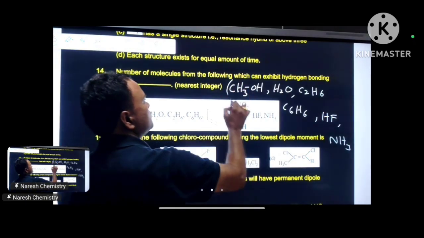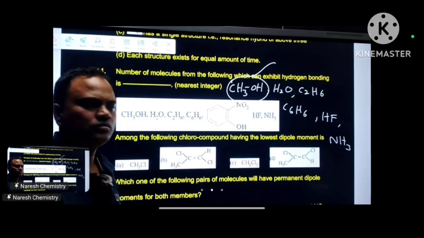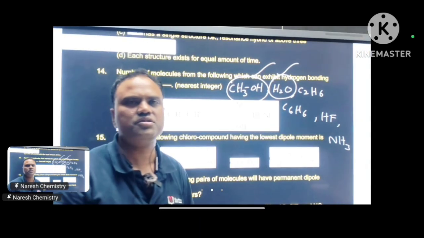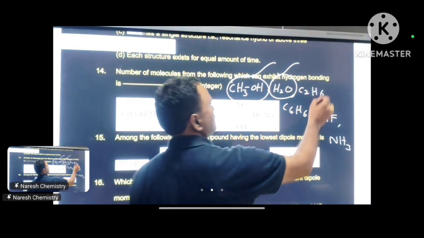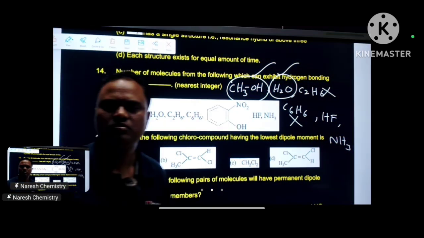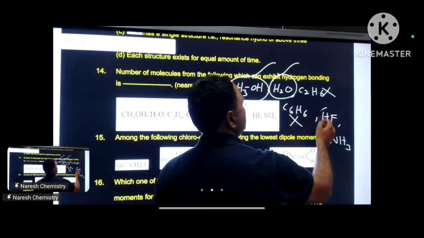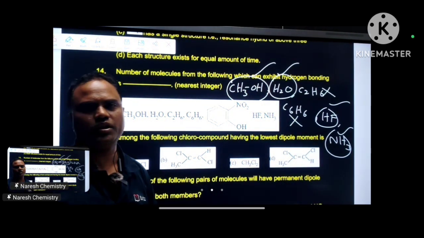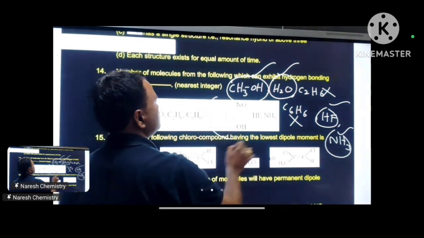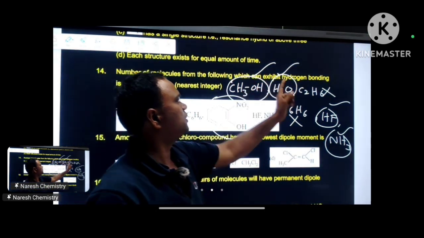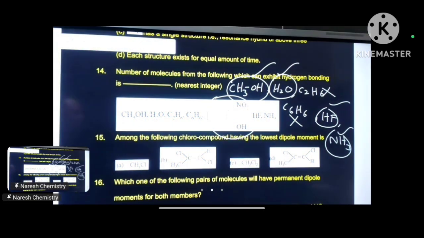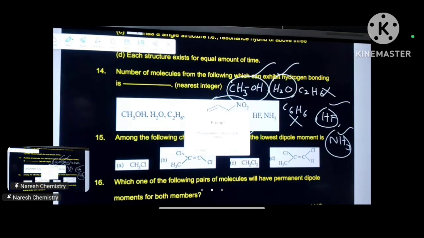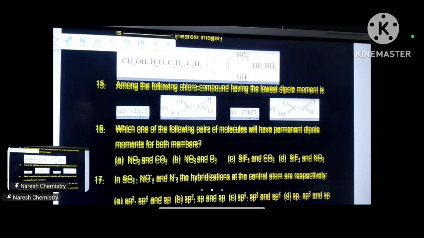CH3OH, yes. H2O, yes. Ethane does not, because there is no highly electronegative atom. Benzene also does not. HF, yes. And NH3 also, yes. And what about orthonitrophenol? Yes, we know already about orthonitrophenol. One, two, three, four, five. Five. Integer type questions will come in JEE Mains, but for NEET we do not have that type. But that is a best question for practice.